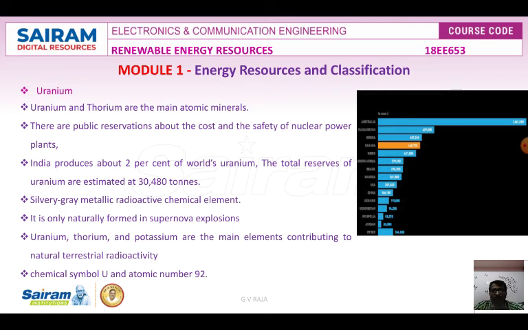Uranium and thorium are the main atomic minerals. India produces 2% of the world's uranium and reserves nearly 30,480 tons of uranium. Uranium is a silver gray metallic radioactive element. It is naturally formed in supernova explosions. Uranium, thorium, potassium are the main elements contributing to natural terrestrial radioactivity.